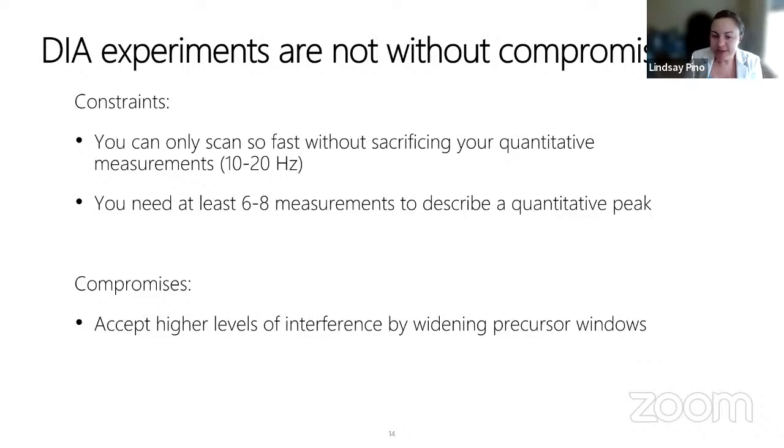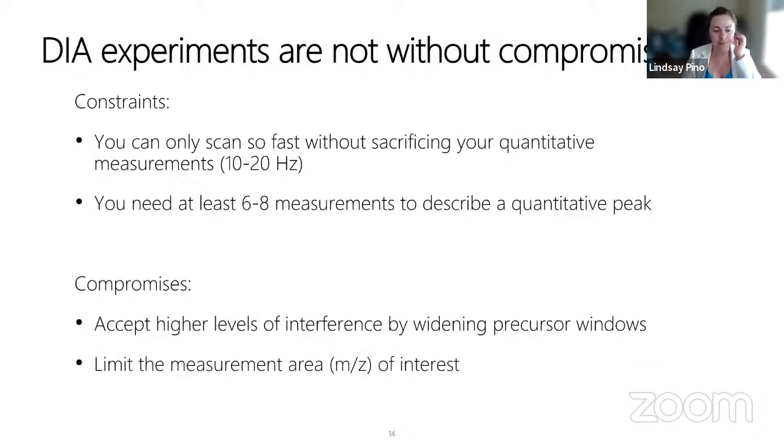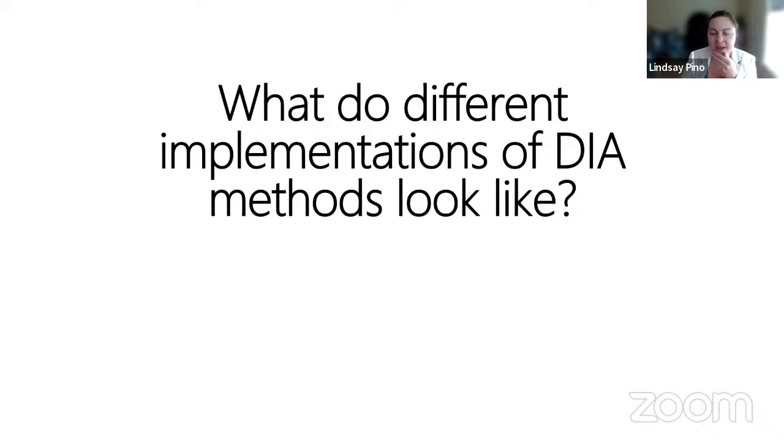There are some compromises with DIA. The wider you make those MZ windows, the more interference comes into your quantification. We'll talk more about that later and actually just show you what that means. And then finally, you can't measure across the entire range of the proteome. You have to choose where you want to measure. So we're going to talk a little bit more about what these mean. So what do different implementations of DIA look like?